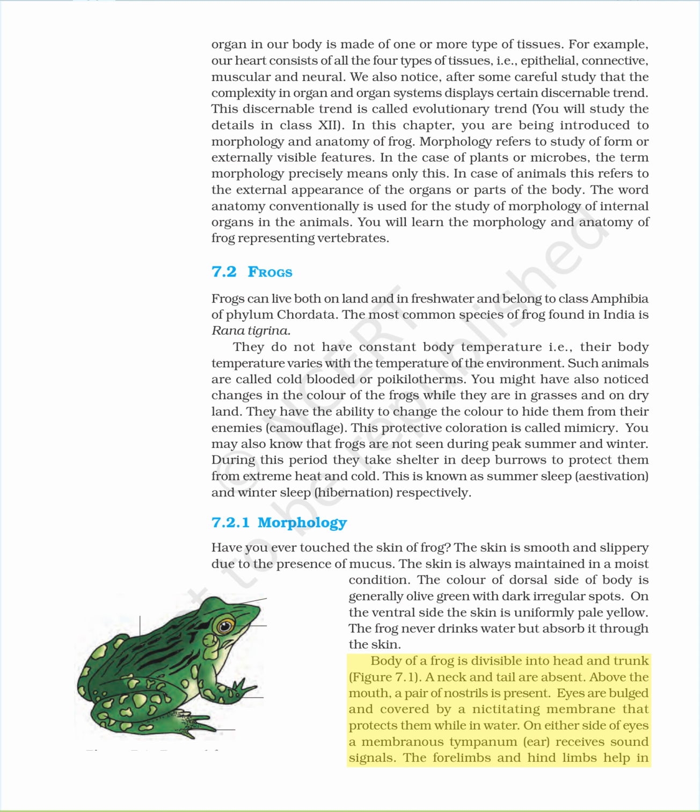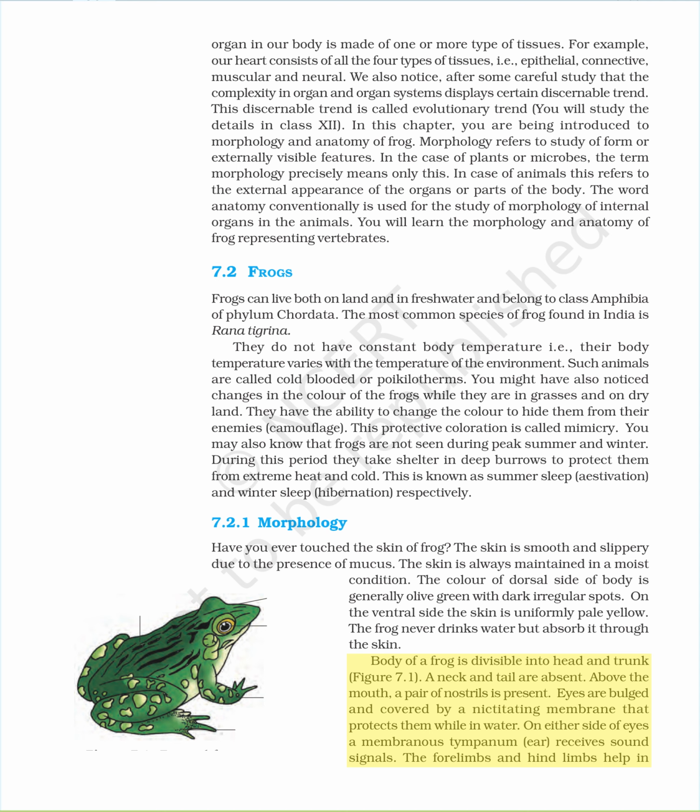Body of a frog is divisible into head and trunk, figure 7.1. A neck and tail are absent. Above the mouth, a pair of nostrils is present. Eyes are bulged and covered by a nictitating membrane that protects them while in water. On either side of eyes a membranous tympanum, ear, receives sound signals.